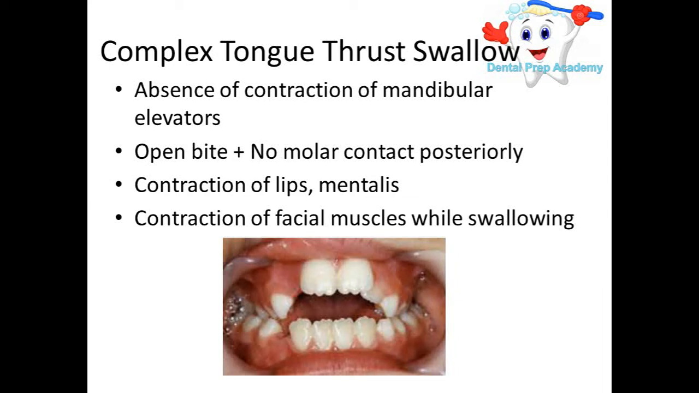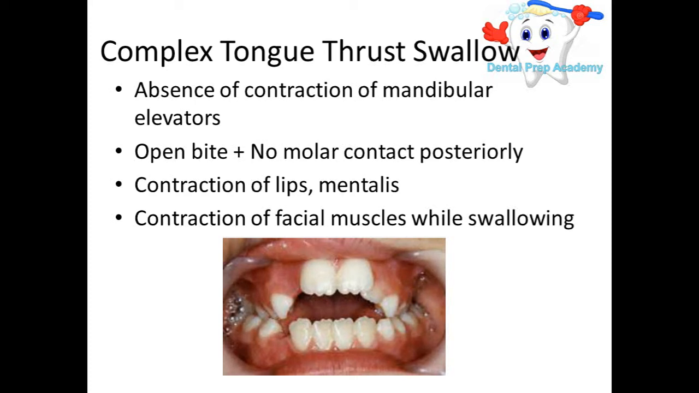So in this complex tongue thrust swallow, not only is the seal lost anteriorly, but the seal is lost posteriorly as well. So the contraction of the facial muscles has to occur to create the seal posteriorly, and there is absence of contraction of the mandibular elevators.